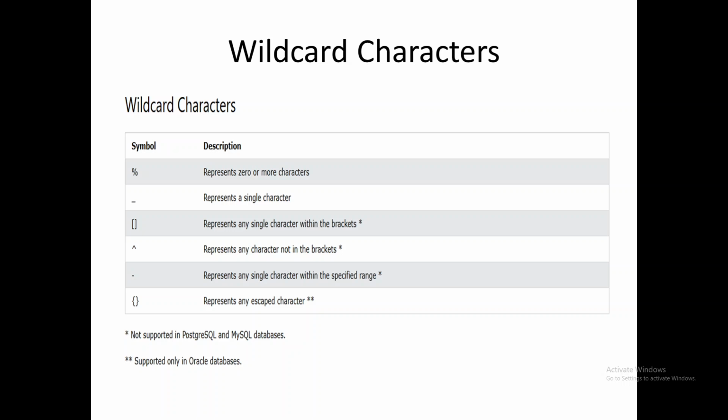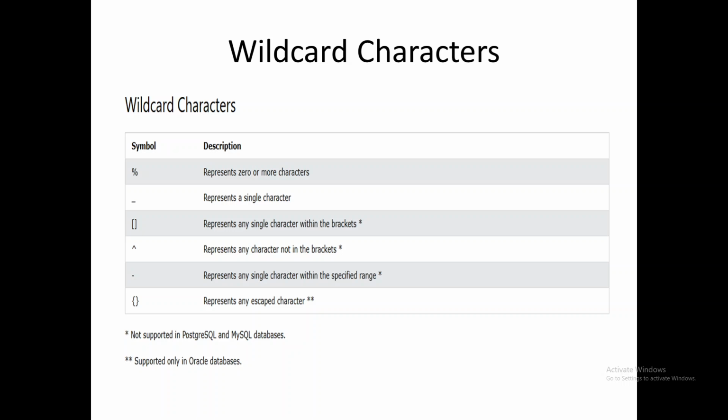Then underscore represents a single character. Don't worry, we'll see the practical demonstration. Then the bracket also represents a single character within the bracket. So if I write something like a b c d e, there are multiple characters in the bracket, but when the actual pattern is matched, only a single character should be found. It's like the IN statement, checking whether this value is present or not.